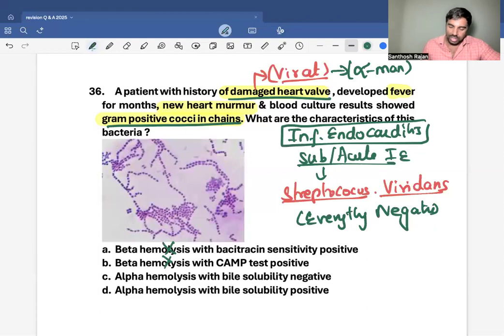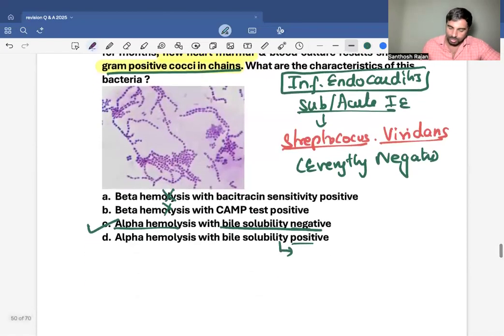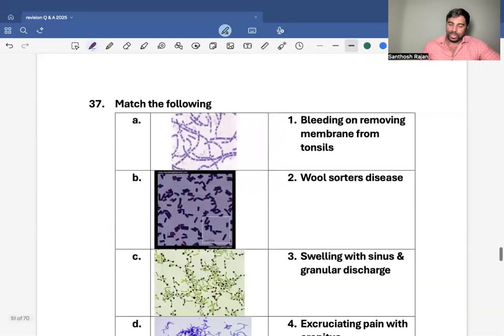Alpha definitely yes. Bile solubility negative or positive. I told you everything about Viridans is negative. So alpha and bile solubility negative. If it is positive, then this is more of a Streptococcus. This alpha hemolysis with bile solubility positive means that is Streptococcus pneumoniae, which doesn't have any link with infective endocarditis. It doesn't cause any infective endocarditis disease. So that's all, these are the main things. So alpha, and everything is negative. That's it. Now match the following.